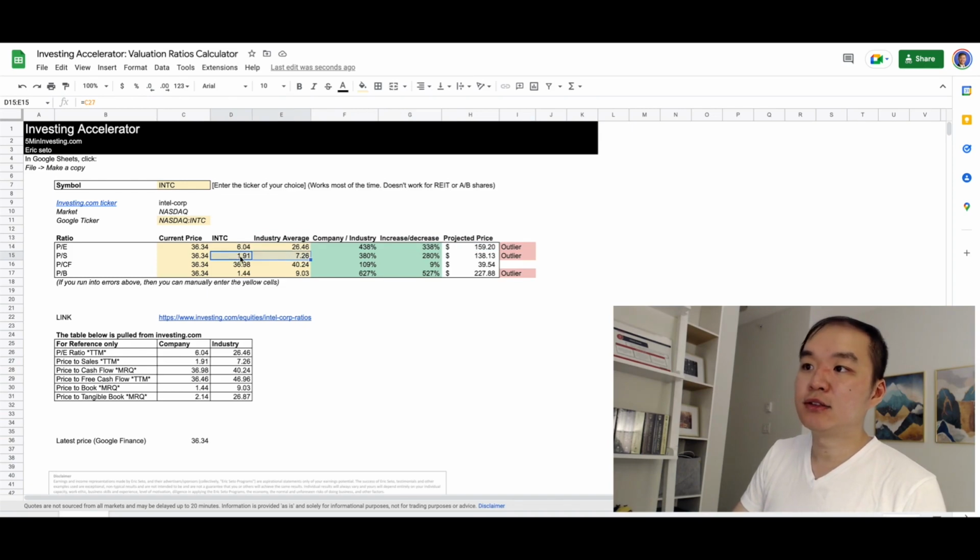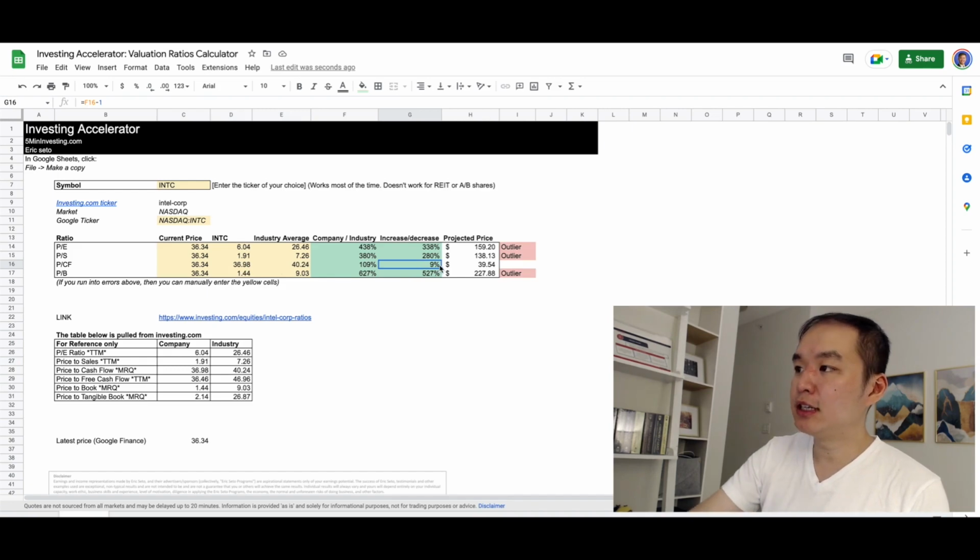Price to sales is only 2 compared to 7. Again, it represents a huge upside, but again, it's an outlier. So the more comparable one is probably price to cash flow, which is 36 for Intel, and industry average is 40. So this represents a 9% potential increase here. That suggests the projected price is $39.